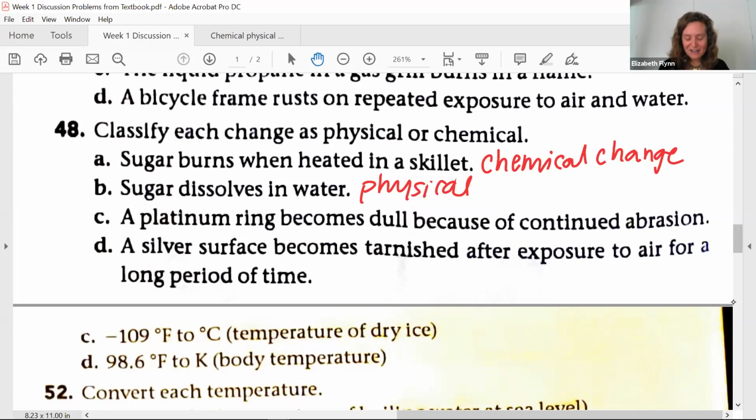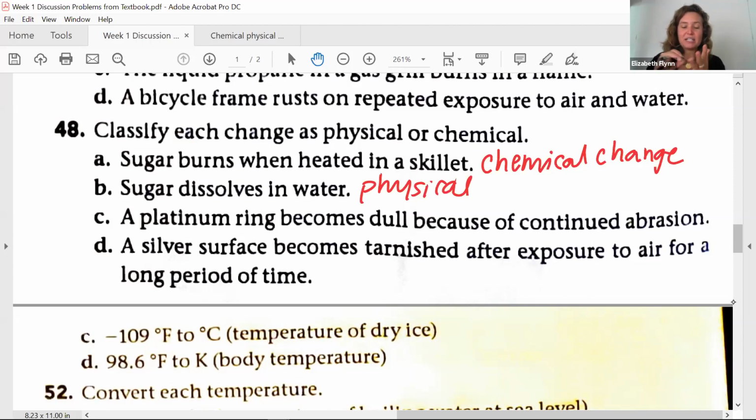Oh my gosh. What about a platinum ring? Geez, a platinum ring becoming dull because of continued abrasion. My rings, these silver rings are becoming more dull, right? They're getting little marks in them. What is that? Chemical or physical change? Ah, this is a good one. I'm glad we did this one.